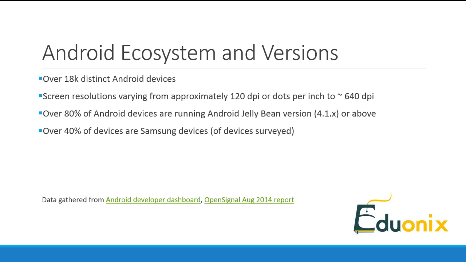Over 80% of Android devices are running the Jelly Bean version of Android or above. We'll get more into the different versions of Android later on in this lesson. Also, a whopping 40% of devices running Android right now are from the Samsung Corporation.